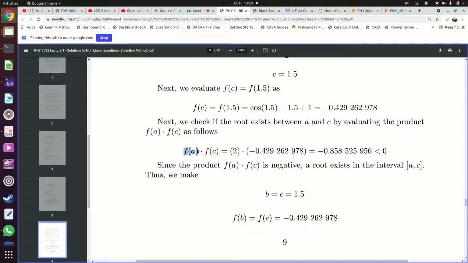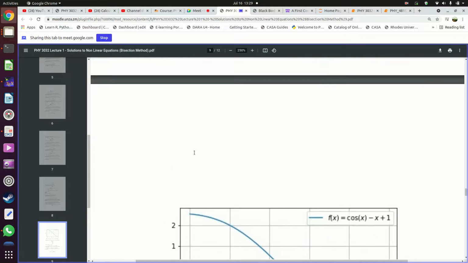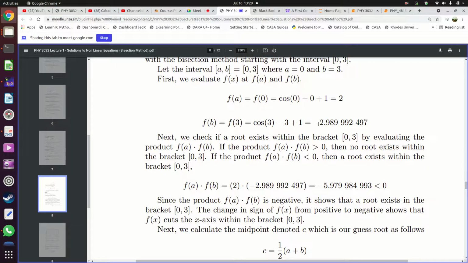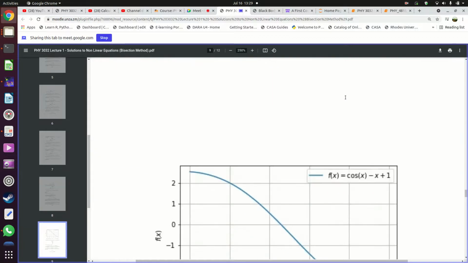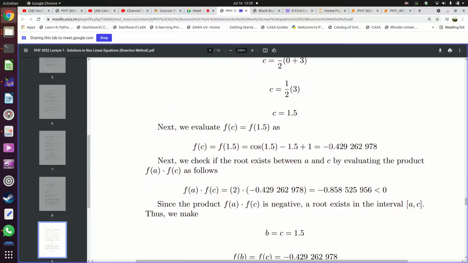So in this case, our A is 0 and C is 1.5. Our f of A is from what we started with here. Here it is, f of A is 2, and our f of C, which you have just found out here, is this one here, minus 0.429262978.